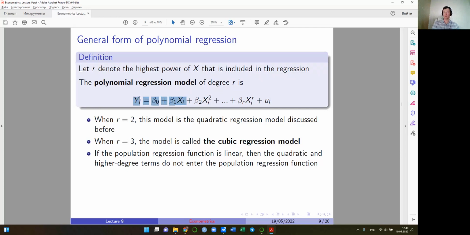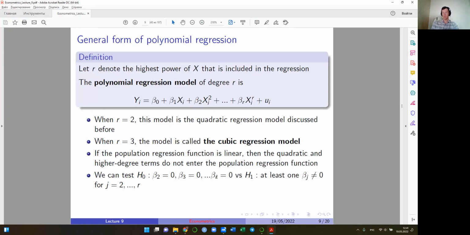Let's look. Linear is this part. That beta r is 0, like the null hypothesis. Only beta r? What about beta 2? Everything. Oh, wait. Joint, of course. We want to test the joint hypothesis. And the joint hypothesis is that all coefficients of higher order powers are 0. So beta 2, beta 3, up to beta r, they jointly are 0.